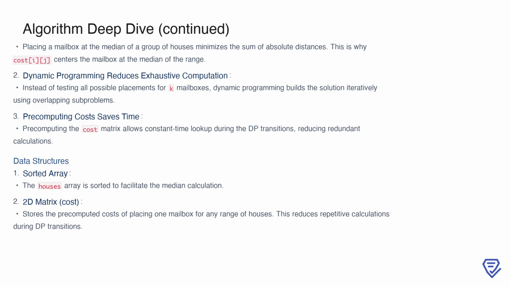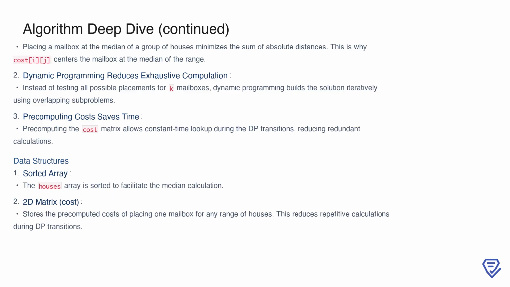There are some critical insights that underpin this algorithm. First, placing a mailbox at the median of a group of houses minimizes the sum of absolute distances, which is why the cost[i][j] matrix is centered around medians. Second, the use of dynamic programming drastically reduces the need for exhaustive computations by breaking the problem into smaller, reusable subproblems. Finally, pre-computing the cost matrix ensures that the cost of placing one mailbox for any range of houses can be accessed in constant time, further improving efficiency.